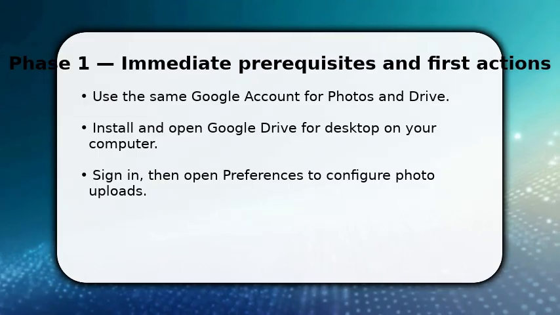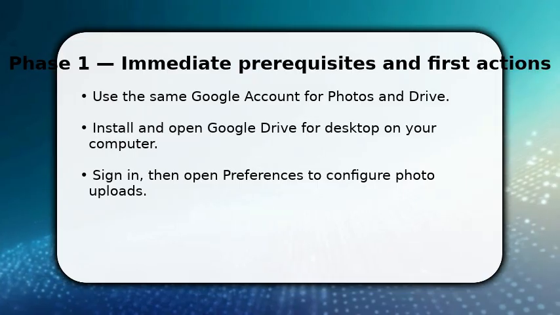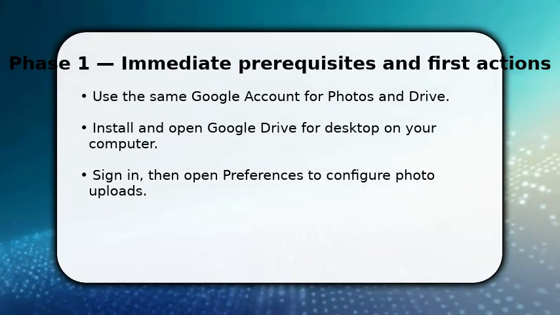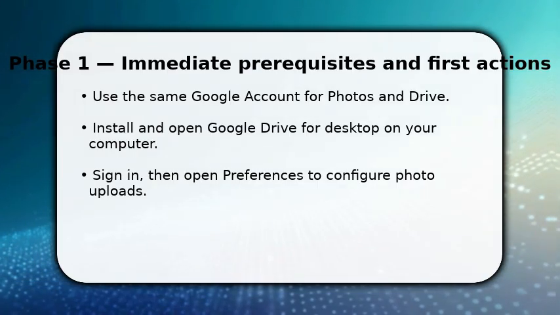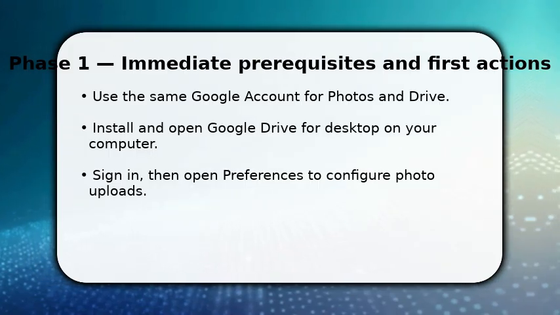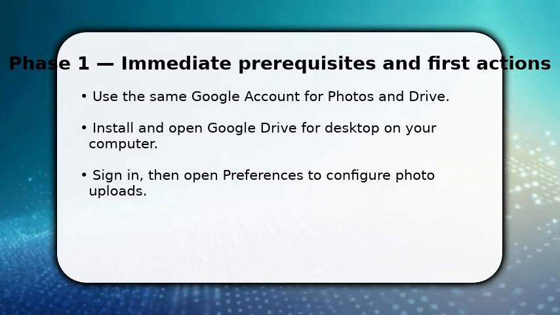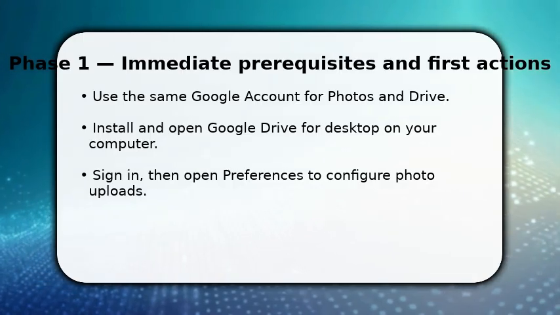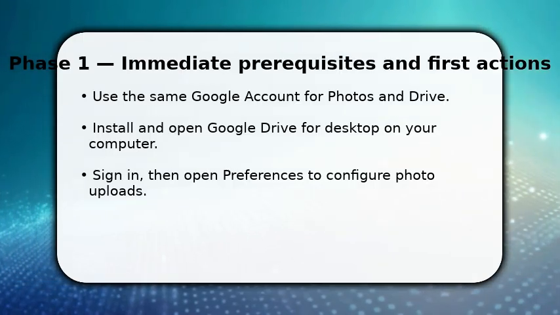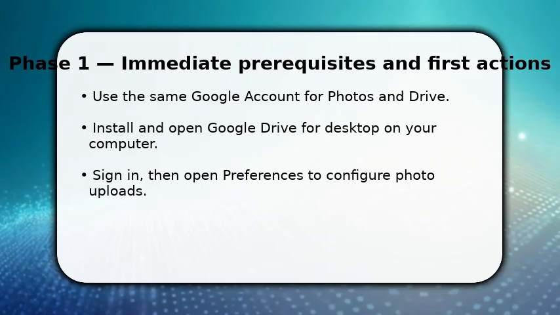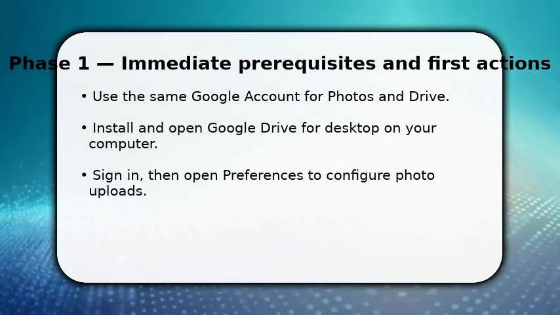You begin by installing Google Drive for desktop and signing in with the same Google account used for photos. Once signed in, open Preferences and choose the folders on your PC that contain photos. Select the option to upload photos and videos to Google Photos. This ensures new images go to both Drive and Photos services.